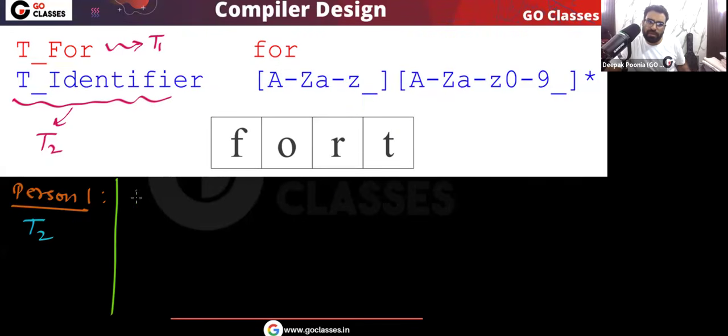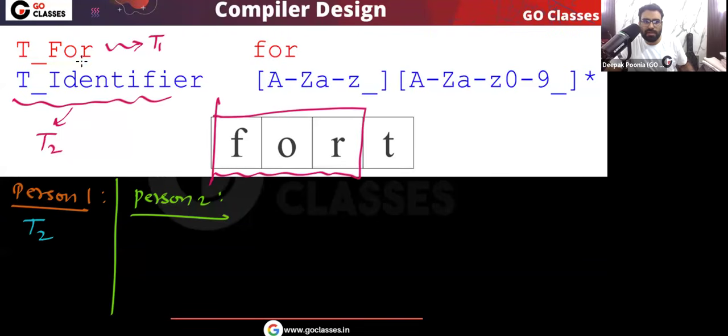Do you agree? What can person two say? Person two can say that, sir, we are reading from left to right, character by character. See, sir, this four is matching the T1 token, yes or no? This is matching the regular expression for token T1.